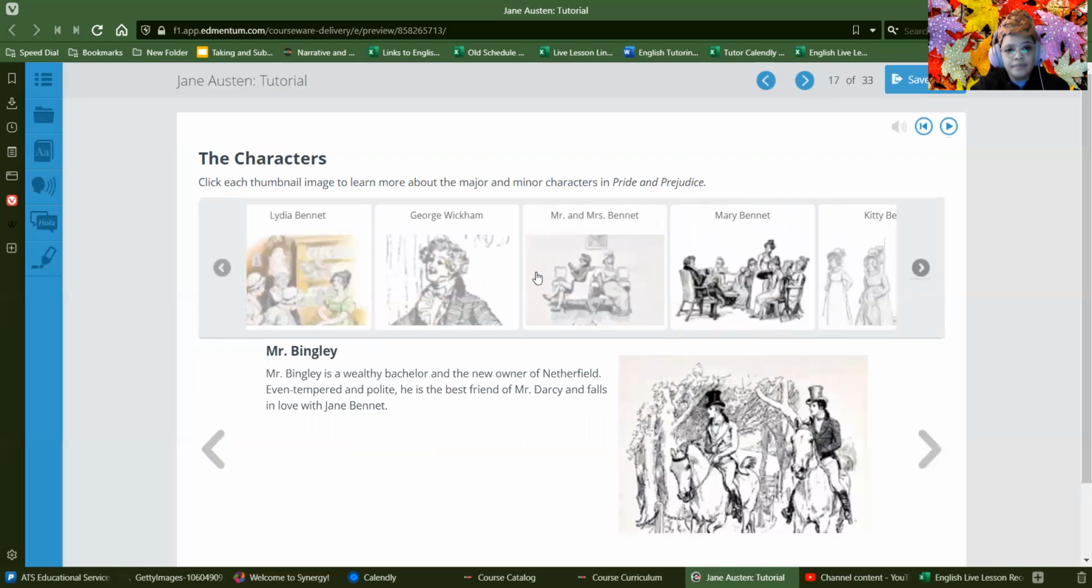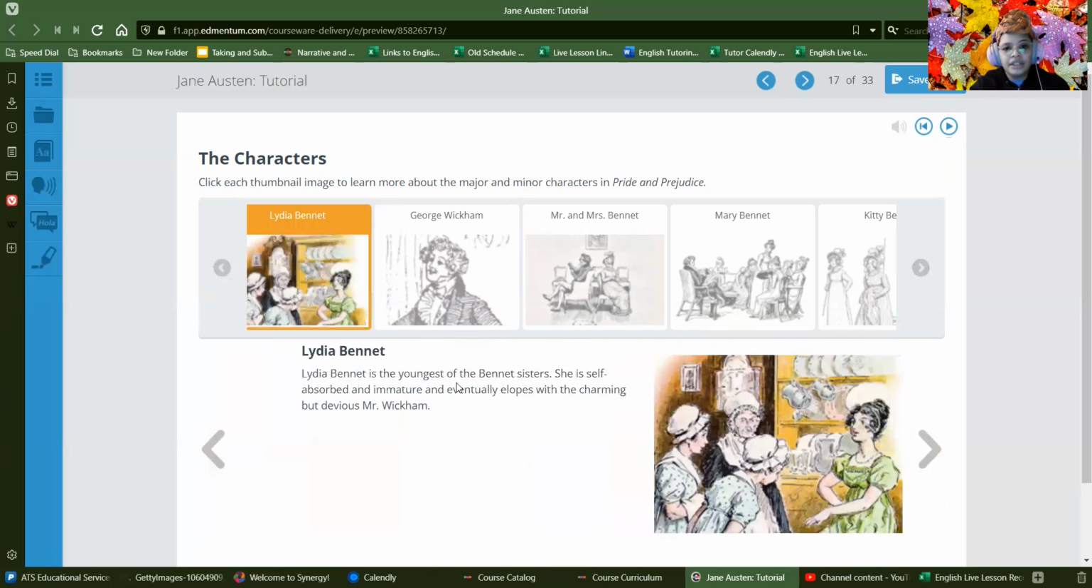Then we have Mr. Bingley. Mr. Bingley is a wealthy bachelor and the new owner of Netherfield. Even tempered and polite, he is the best friend of Mr. Darcy and falls in love with Jane Bennet. So he falls in love with Jane. And he's a wealthy bachelor. He newly moved in. So there's a whole conversation at the beginning of the book about if he's going to be interested in any of the Bennet daughters, because obviously to be taken care of and move up in society, they will want to marry somebody that has influence or money.